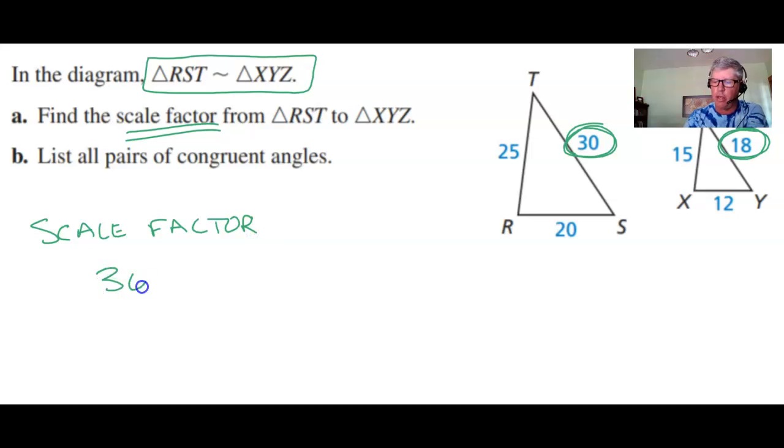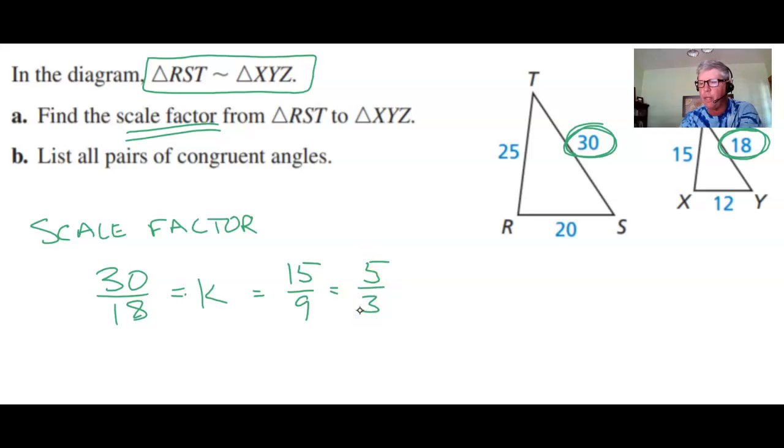So if I take 30 over 18, I get K. Beautiful. Well, what is 30 over 18? Well, I can plug it in my calculator. I can do a bunch of things. Looks like they're both even, so maybe I take it 15 over 9. Hey, wait, 3 goes into both of those, so 5 over 3. So 5/3. Now notice what that means. That means if I multiply all the sides by 5/3, I get the lengths of the other side. But look at the direction.